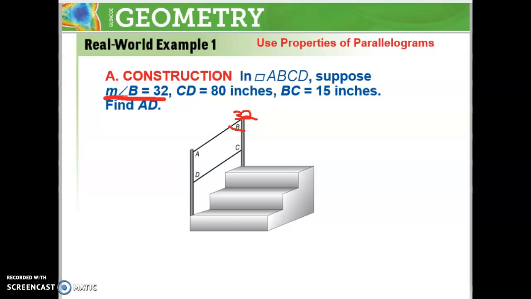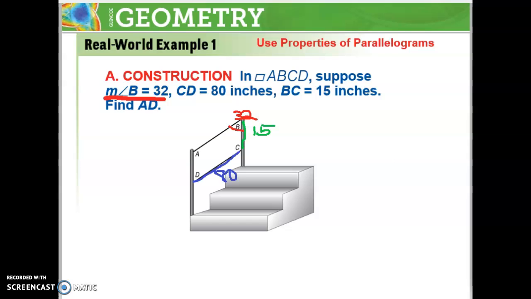Now it says that CD, let's change colors here. They said that CD on this side right here is equal to 80. Okay, and then it says BC, change the color on that one, which is this side over here, is equal to 15.